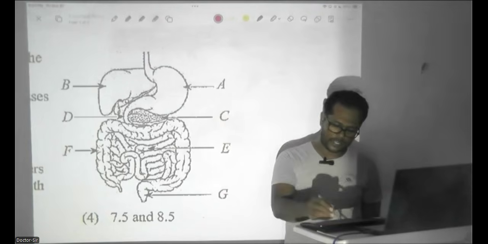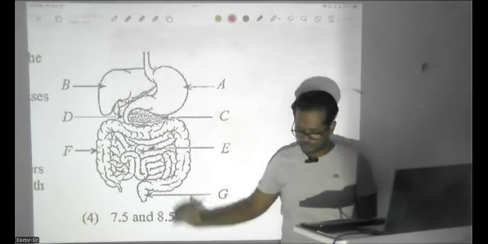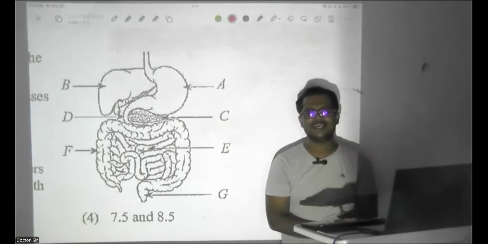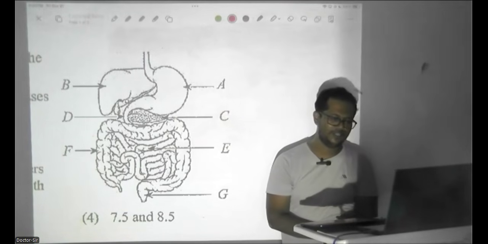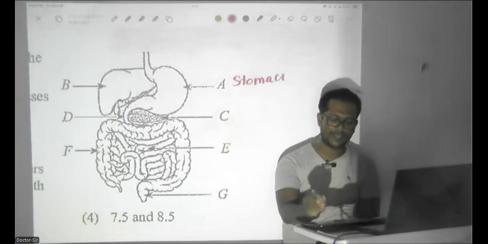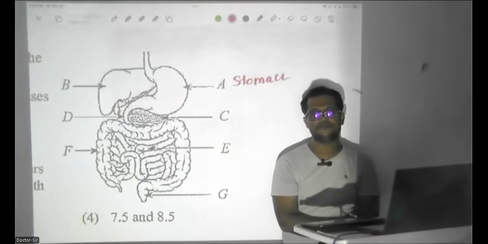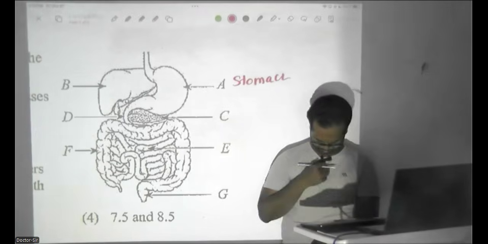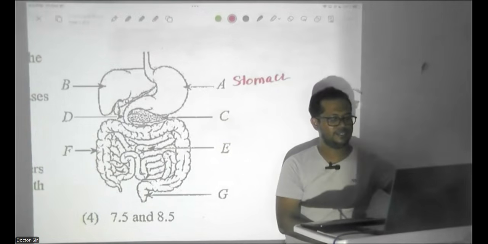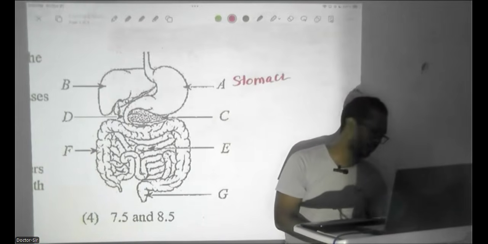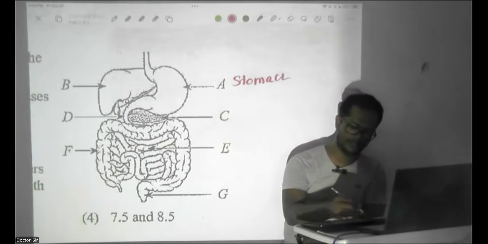Now first we look at what these parts are. Now tell me, what is this A? You all know. Put it in the chat box. What is the A? Yes, you are all correct. Stomach. A is stomach. So what is this B? Tell me. Put it in the chat box. Oh, yes, liver. Very good.